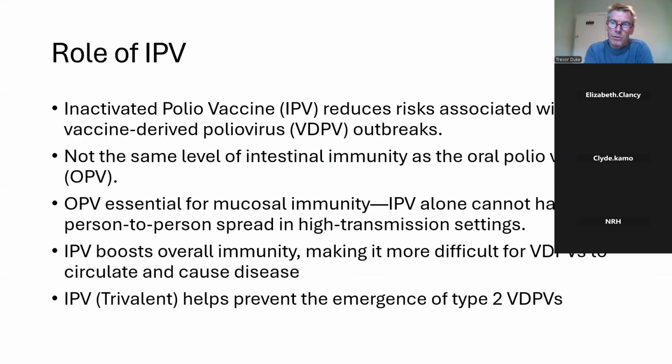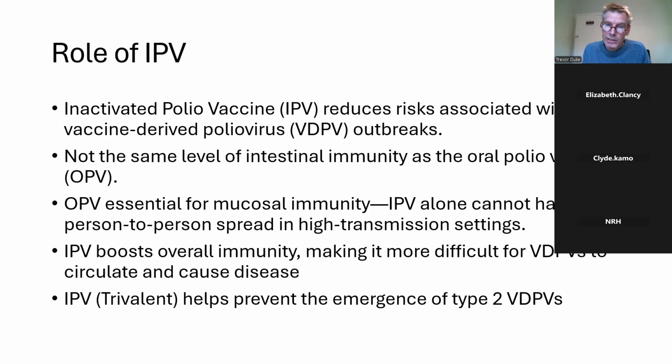I've talked a bit about this, the role of IPV. IPV is a very important vaccine, and it's very important in the context of what we are facing at the moment, that is vaccine-derived polio, because it doesn't ever revert. It's an inactivated polio vaccine, so it doesn't ever revert to anything that's neurotropic, so it can't cause disease. The problem is that it doesn't cause the same level of intestinal immunity, and that's why the oral polio vaccines that have been used for 50, 60 years are still very relevant.